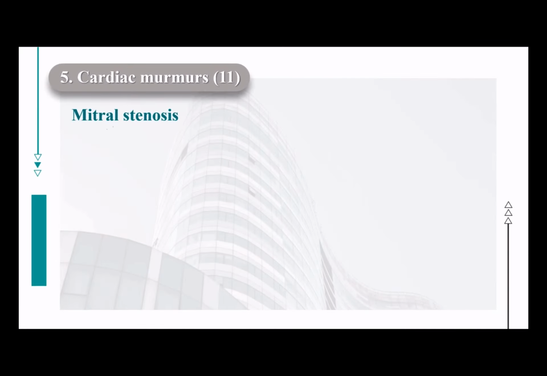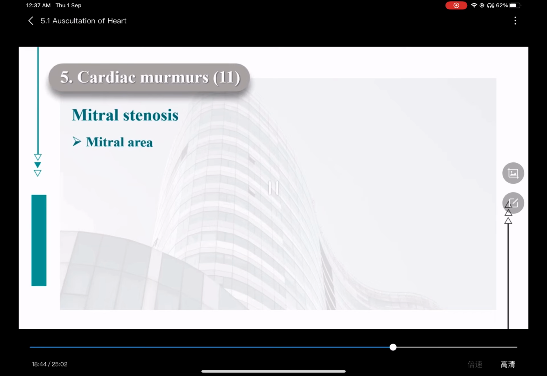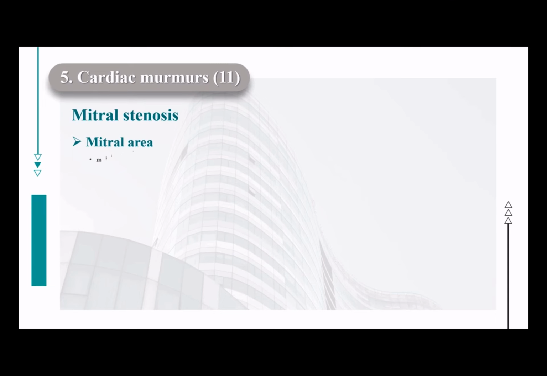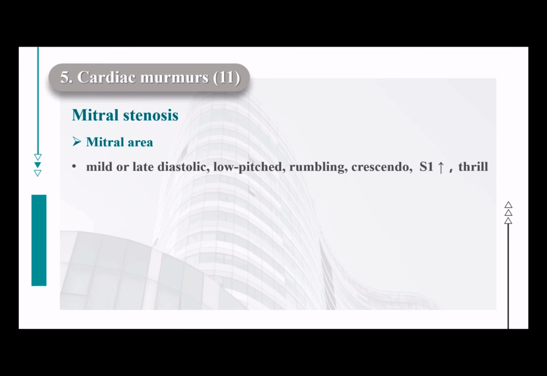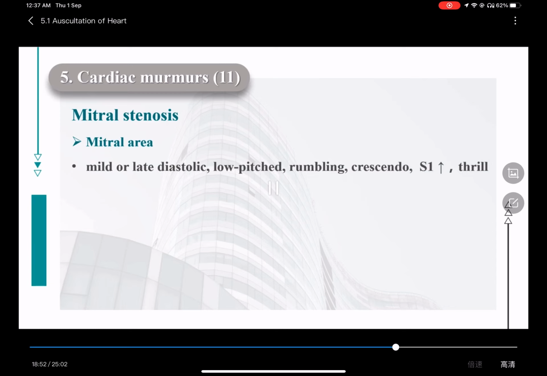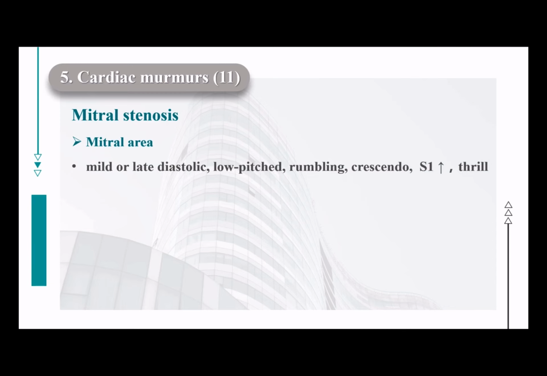In a patient with rheumatic mitral stenosis, an organic murmur will be heard. It is a mild or late diastolic, low-pitched, rumbling, and crescendo murmur with loud S1 and a thrill. It is limited at the apex of the heart and can be heard more clearly if the patient lies in supine or lateral position. Let's listen to the murmur of mitral stenosis together.